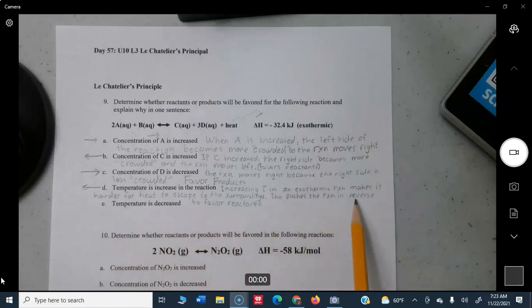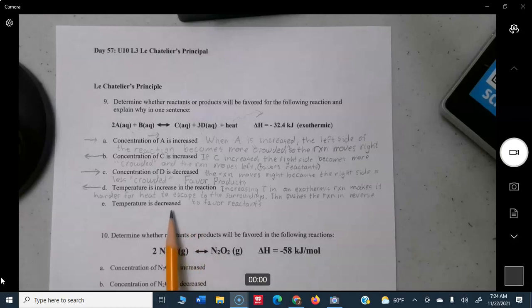This pushes the reaction in reverse to favor the reactants. It's going to go backwards. You can kind of almost think of this as the crowded room principle for heat. If there's already a lot of heat in the room and heat is trying to escape out into the room, it's going to say, hey, this room is too crowded with heat. It's got too much heat out here already, so I'm going to go backwards. That reaction's going to go backwards or go in the reverse direction.